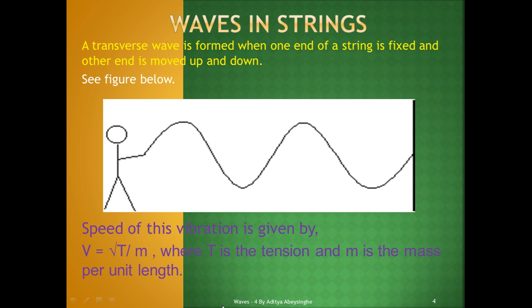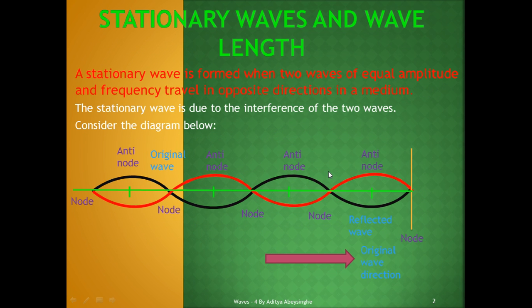So let's discuss some practical situations in which you can see stationary waves. One of them is waves in strings. In the first video I explained that when you have a string here and a barrier here, and you displace the string up or down like this, a wave is formed. But when this wave reaches the barrier, it reflects back like this. This is the original wave. It reflects back, and a stationary wave is formed.